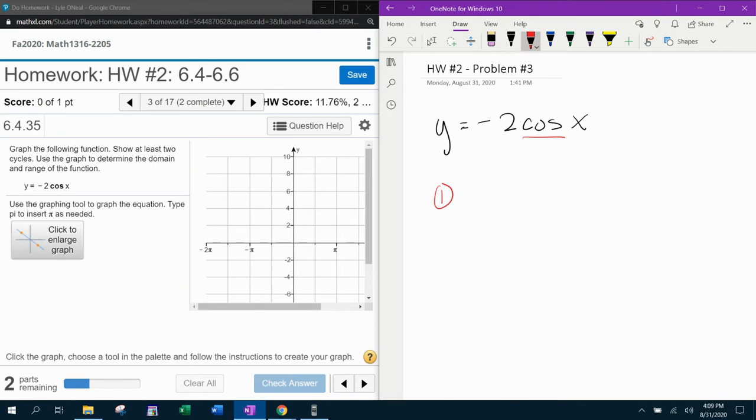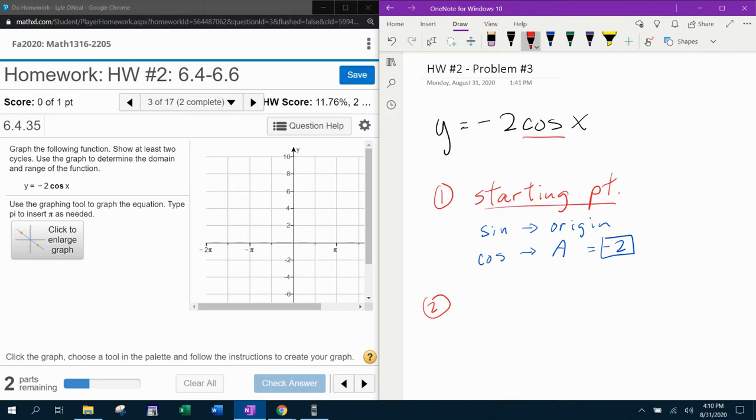So step number 1 is to locate your starting point. Your starting point is determined by your trig function. If we had sine, we would start at the origin. If we have cosine, we're going to start at the value of a, which in this case is -2. That is the coefficient of the trig function. So we know that our graph is going to start on the y-axis at -2. Second step.